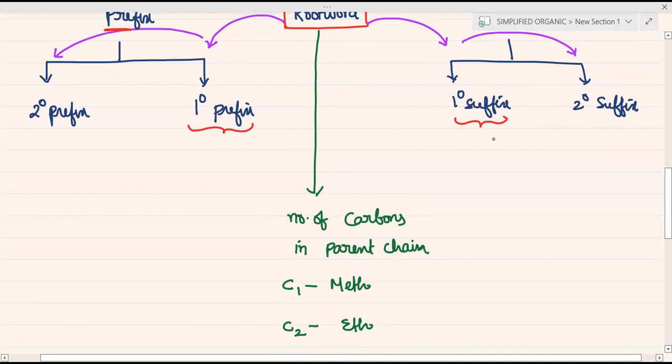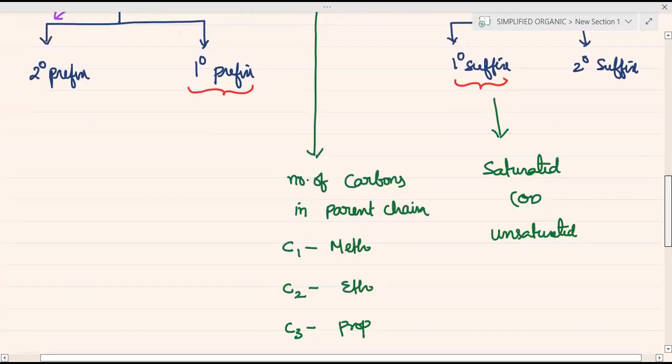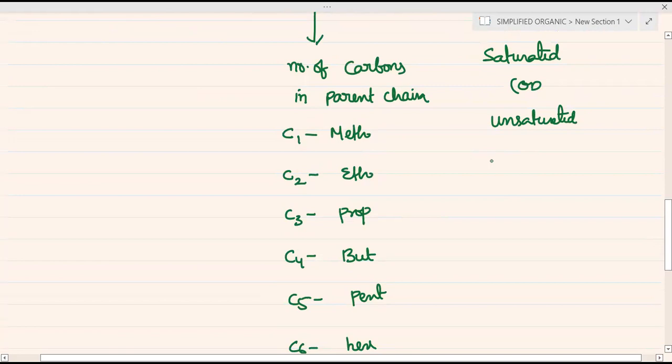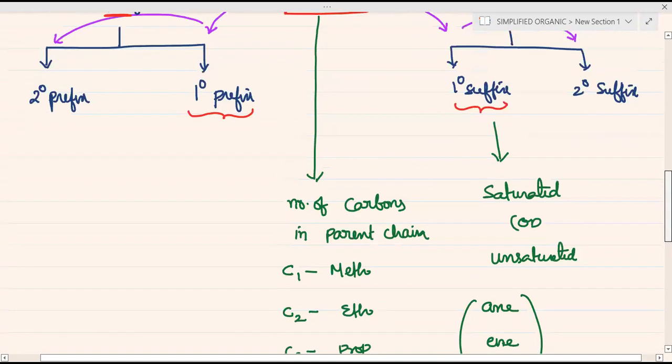Now coming to the primary suffix. The primary suffix will give you the information of whether a compound is saturated or unsaturated. If it is saturated, it is ane, alkane. If there is a double bond, it is called ene. If there is a triple bond, it's called yne. This information is given by the primary suffix.